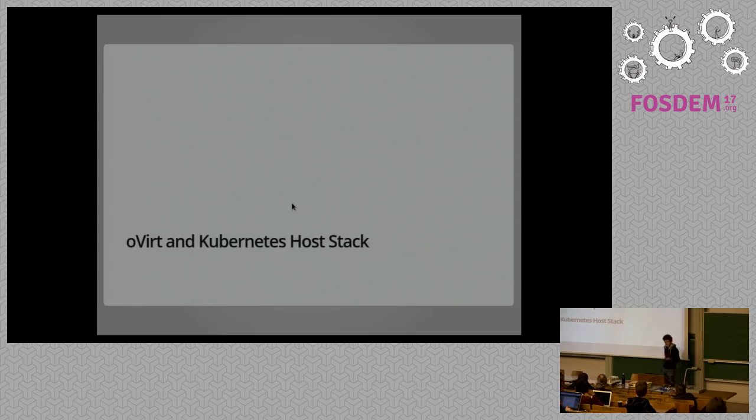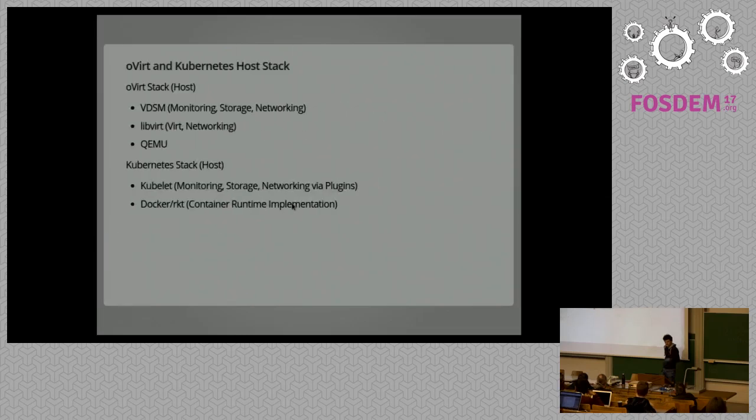But that's not the only kind of benefit we can get. Another benefit, of course, is that when you look at the host stack of virtualization infrastructure and of container infrastructure, they kind of do similar things in slightly different ways. For instance, on the oVirt stack, you have VDSM. That's the host daemon, which is doing monitoring of VMs, does storage mounting, disk provisioning. Then you have network providers inside VDSM. And on Kubernetes, you have the kubelet, which is the daemon of Kubernetes.